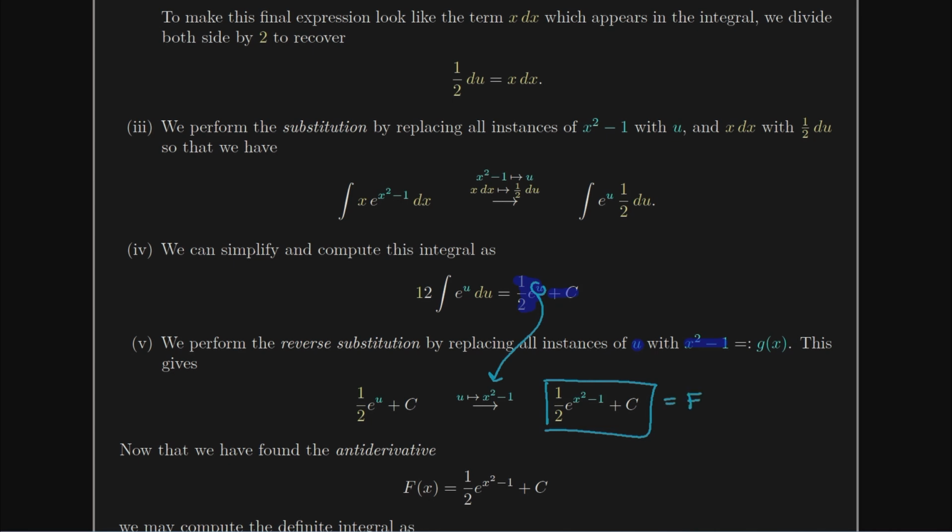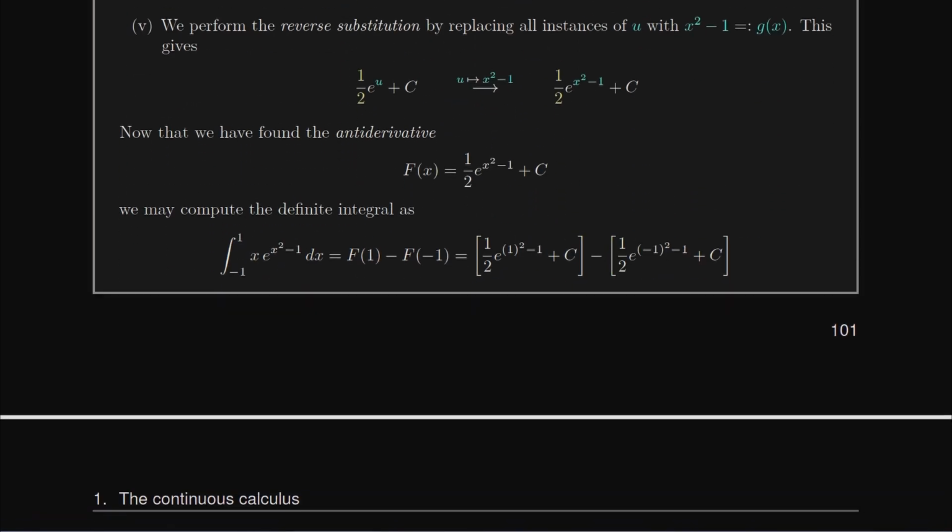So this is my antiderivative, and now that I found an antiderivative, I can just evaluate it on the bounds and compute my definite integral. So there's my antiderivative. I'm just going to evaluate this for the definite integral from -1 to 1. Evaluate it at 1 and subtract evaluating at -1.